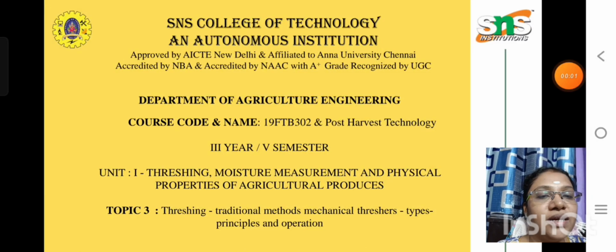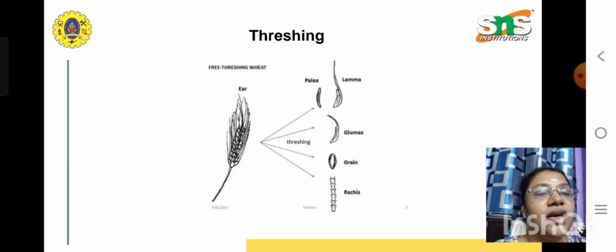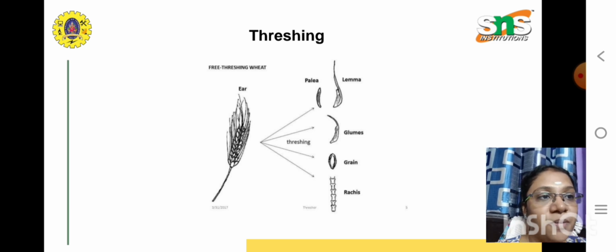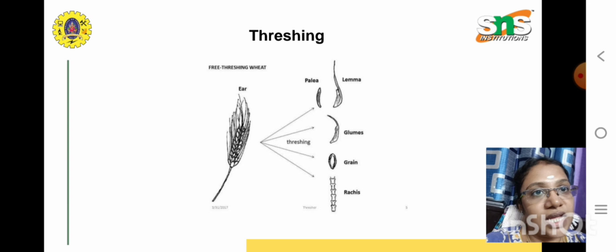Hi all. The continuation of the previous one. So let's see about threshing. This is one of the first unit operations that we undergo after harvesting any crop.